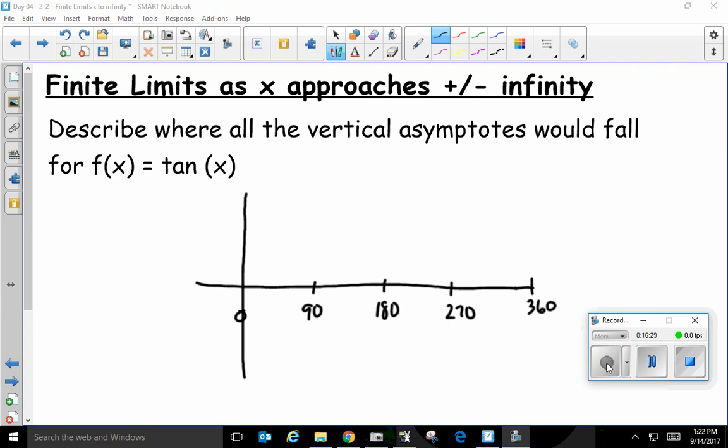Pi is 180. Since 90 is half of 180, it'll be half of pi, pi over 2. This is 3 pi over 2, and then 2 pi. If you look at this in decimal form, this is 0.5 pi, this is 1 pi, this is 1.5 pi, this is 2 pi. And this goes up by a half every time.